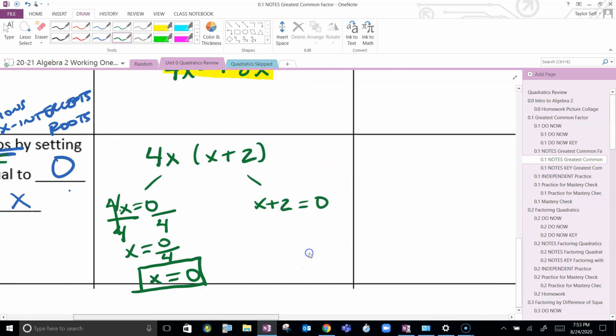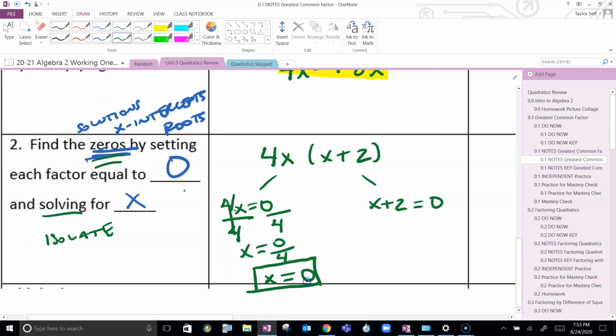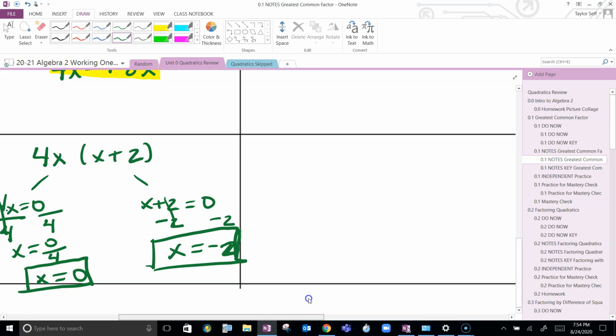Okay, now let's do this next one. So we set the factor equal to 0. Now we need to isolate x by inverse operations. So we have plus 2 over here. We've got to do the opposite. So let's subtract 2 on both sides. Those go away. We get x equals negative 2, because 0 take away 2 is just negative 2. All right, that is your second 0. Oops, kind of cut off the 2 there. Negative 2.